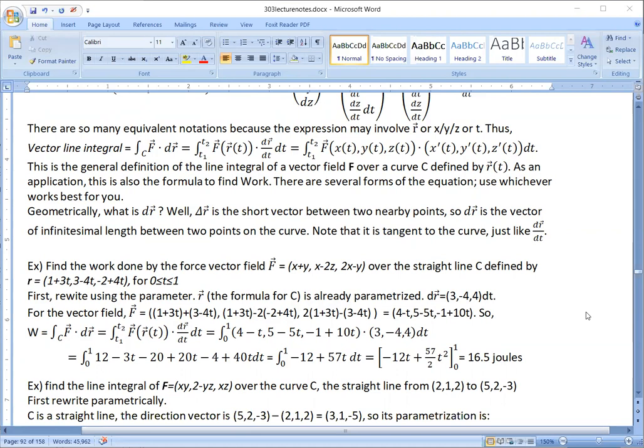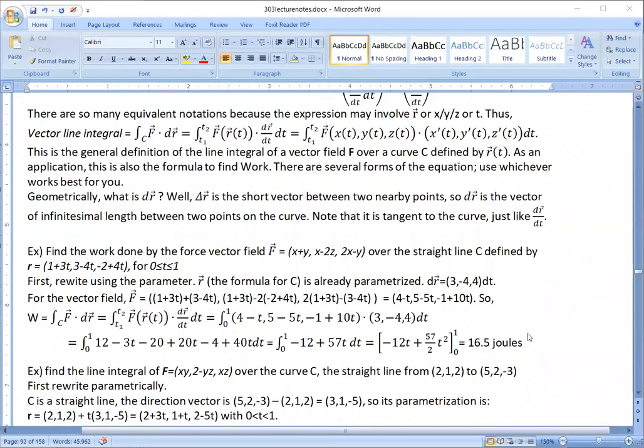So now our starting point is 2, 1, 2, so we'll use that for our point. The direction vector is 3, 1, -5. So the parametric equation for our curve, which is a straight line, is just r equals 2, 1, 2 plus t times 3, 1, -5. And of course, we're going to want that as a single vector, so we just put it all together. 2 plus 3t, 1 plus t, 2 minus 5t.